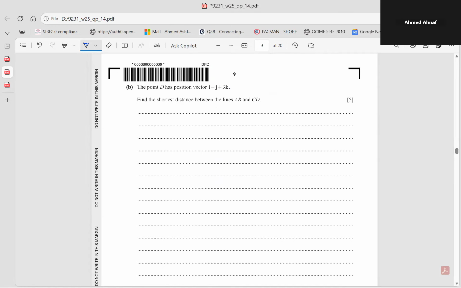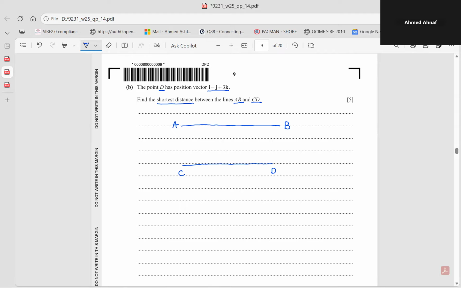We are told that the point D has this position vector, and using that, we're supposed to find the shortest distance between the lines AB and CD. To do this, this is the most ideal method: first sketch the two lines, AB and CD. Ideally, they shouldn't both be the same length because they're probably not. So this is AB and CD.